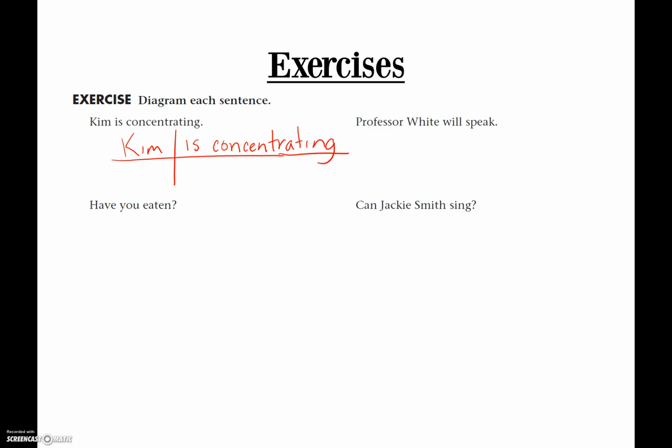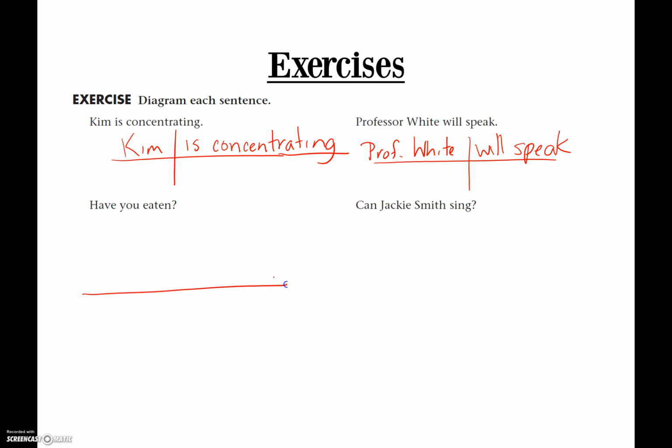The second one, Professor White will speak. We have a compound noun for our subject. I'm going to abbreviate here. You should not on your paper. Professor White is our subject and will speak is our verb. Speak is the main verb. Will is the helping verb.